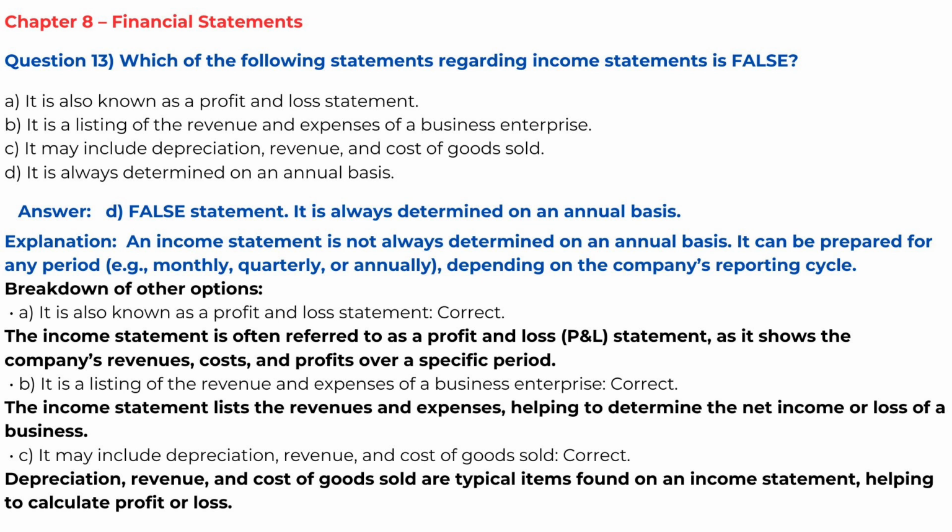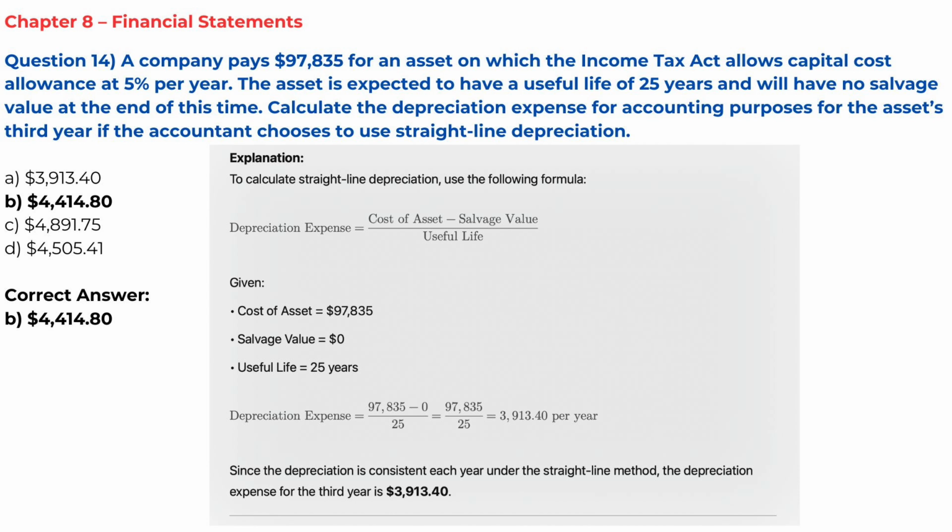C. It may include depreciation, revenue, and cost of goods sold. Correct. Depreciation, revenue, and cost of goods sold are typical items found on an income statement, helping to calculate profit or loss. Question 14. A company pays $97,835 for an asset on which the Income Tax Act allows capital cost allowance at 5% per year. The asset is expected to have a useful life of 25 years and will have no salvage value at the end of this time.